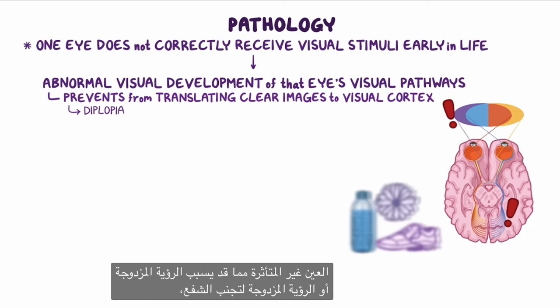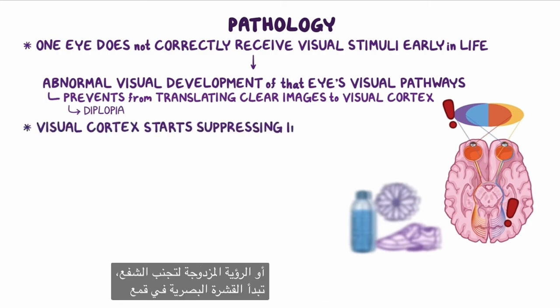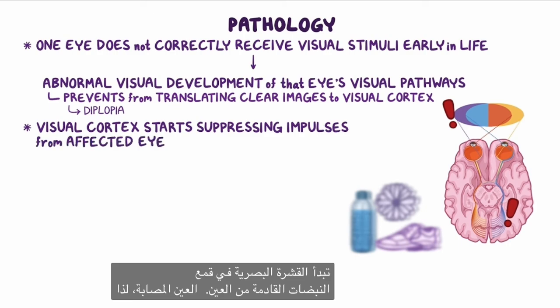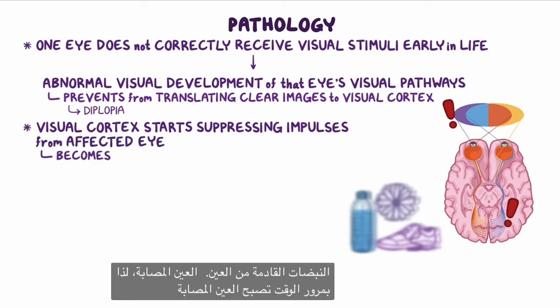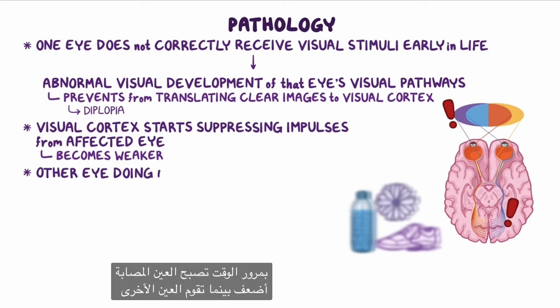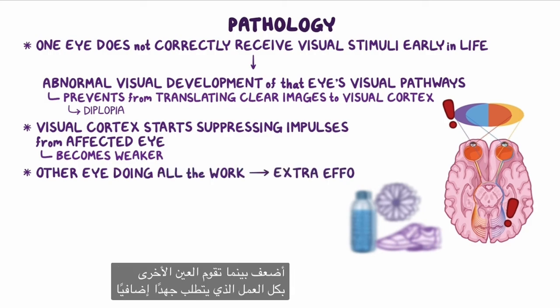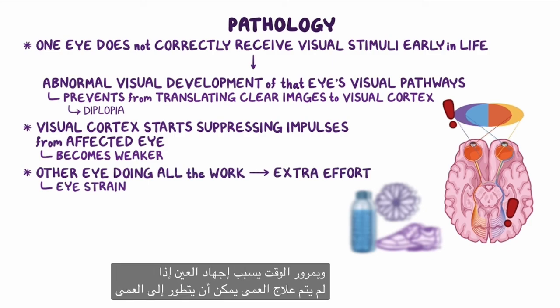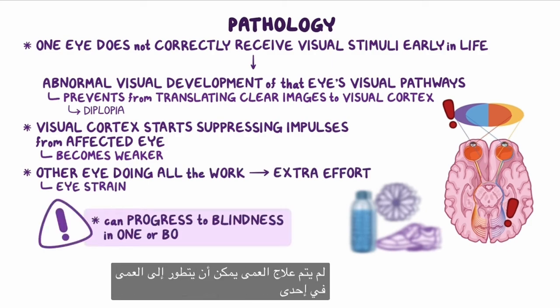To avoid diplopia, the visual cortex starts suppressing the impulses coming from the affected eye. So over time, the affected eye becomes weaker. Meanwhile, the other eye is doing all the work, which requires extra effort and over time causes eye strain. If untreated, amblyopia can progress to blindness in one or both eyes.